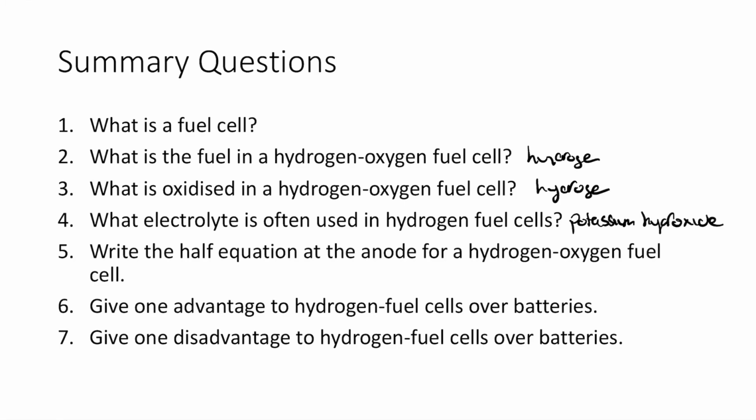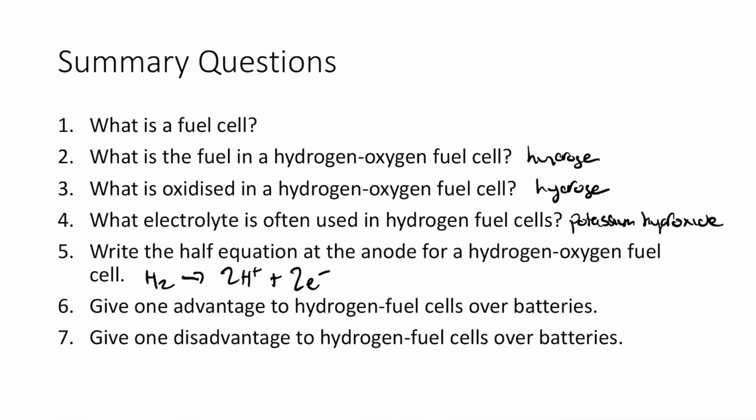Write the half equation at the anode for a hydrogen-oxygen fuel cell. So you should have, of course, written this. It's also a good idea to practice the half equation at the cathode. Give one advantage to a hydrogen fuel cell over batteries. Well, one, you could have said that they don't produce pollutants.